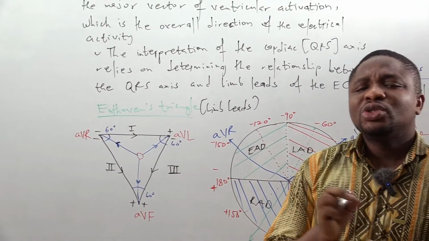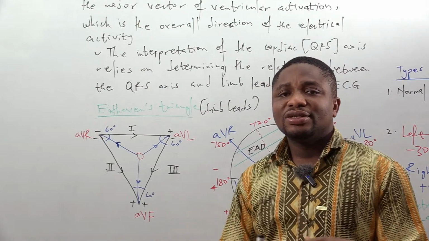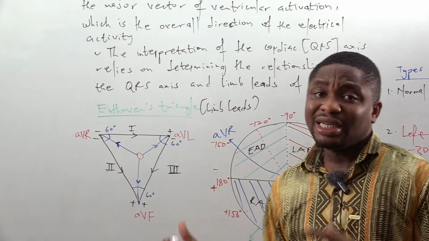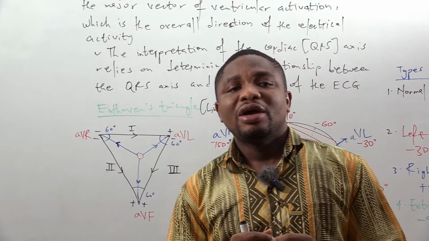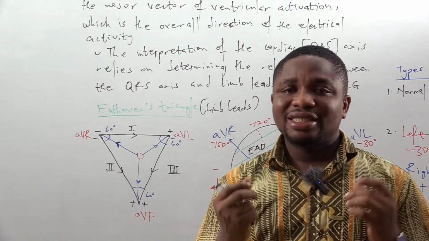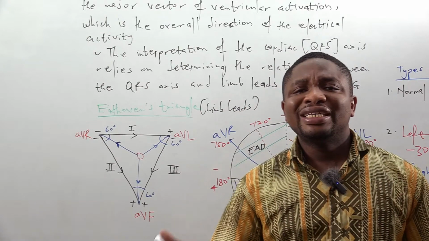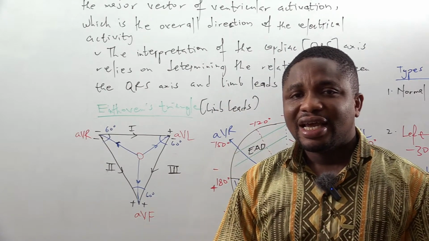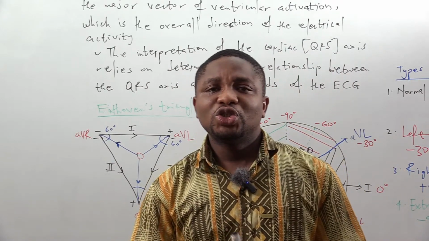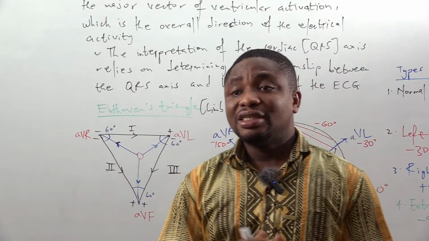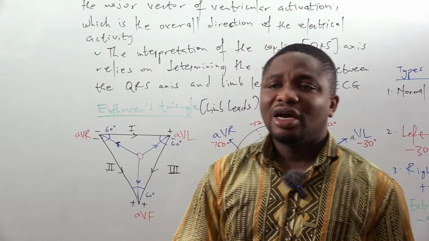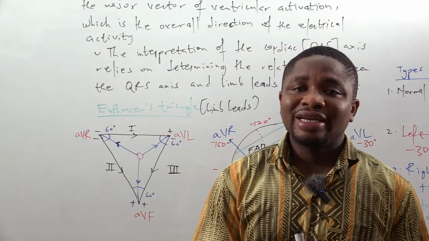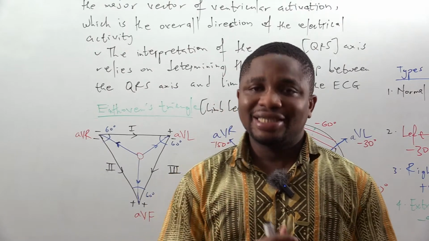Now we are going to use the direction of these limb leads to construct a circle. When we construct the circle, we are going to divide it into angles in degrees. Based on that, we should be able to know the direction which the overall conduction of the electrical activity of the heart will follow, and that will be the cardiac axis.